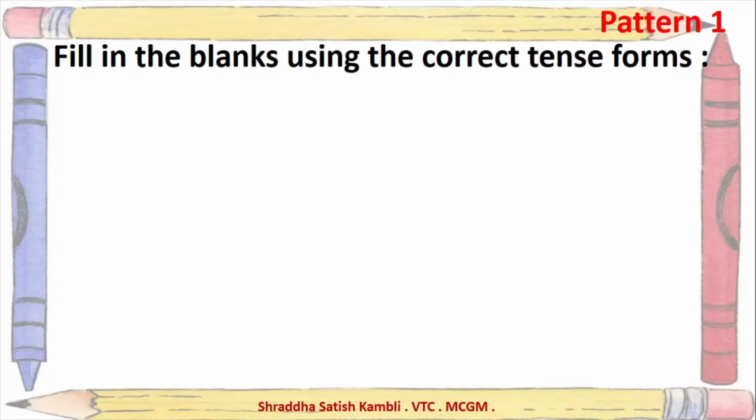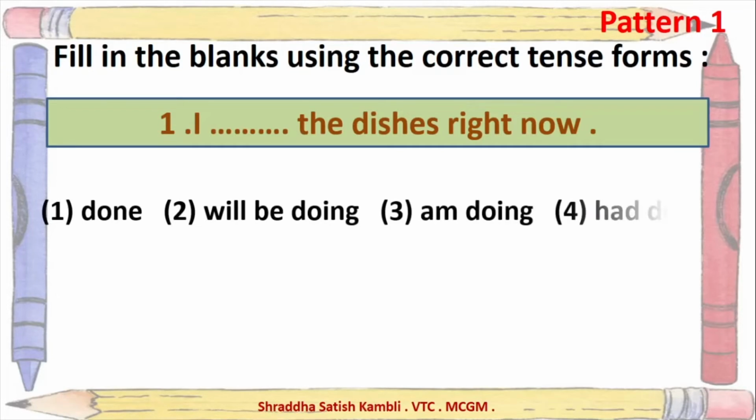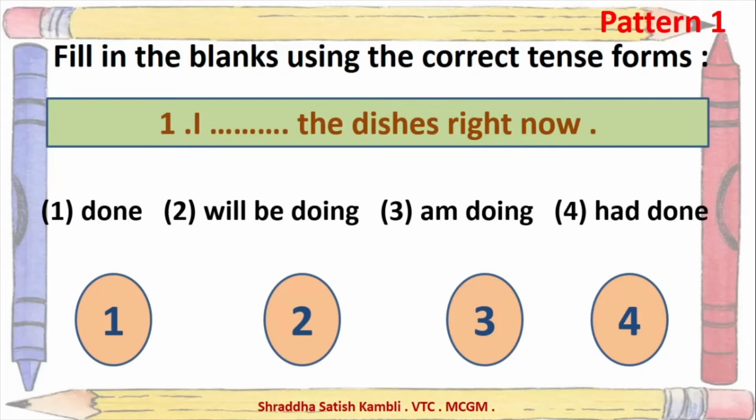So fill in the blank using the correct tense form. Here is the question for you. I dash the dishes right now. So is it I done the dishes? I will be doing the dishes? I am doing the dishes? Or I had done the dishes? So these are the four options for you. Option number 1, 2, 3 and 4.